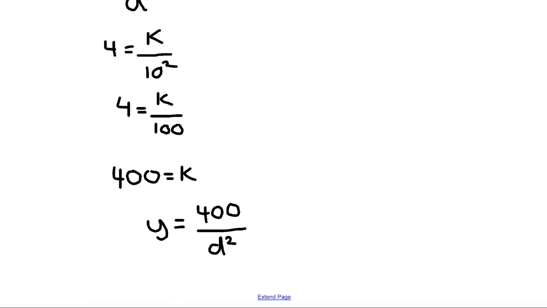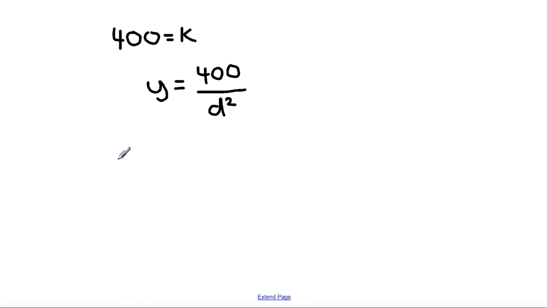Now I'm going to focus on the directly proportional section of the question. So first, we need to write down the statement of proportionality. So d is equal to kx squared. And the next step is to write the formula. So d equals kx squared.